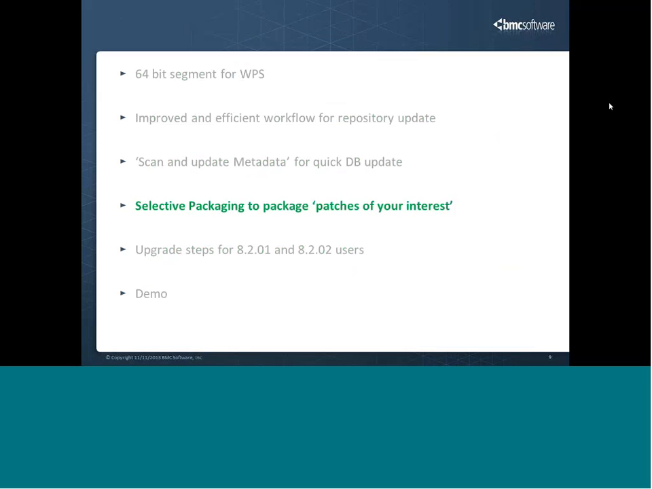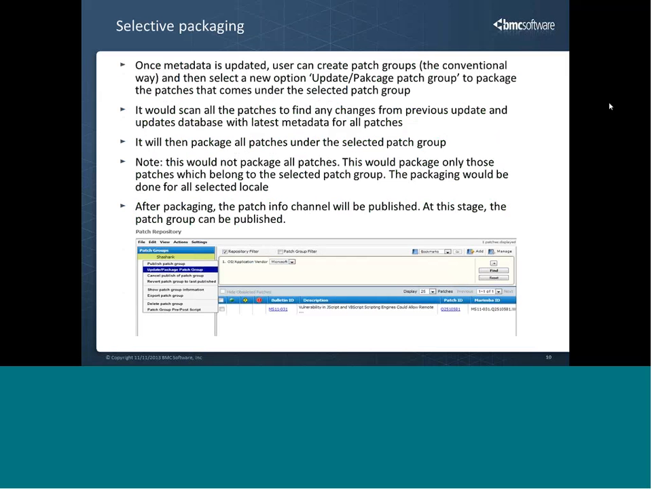Once the scan and update of metadata is complete, you can do selective packaging. So you can go to your patch manager. You can create patch groups the way you used to create. It's a conventional process. There is no change in that. Once the patch group is created, or if you have already created a patch group, you can select the patch group. On your right click, you get a new option called update and package patch group.